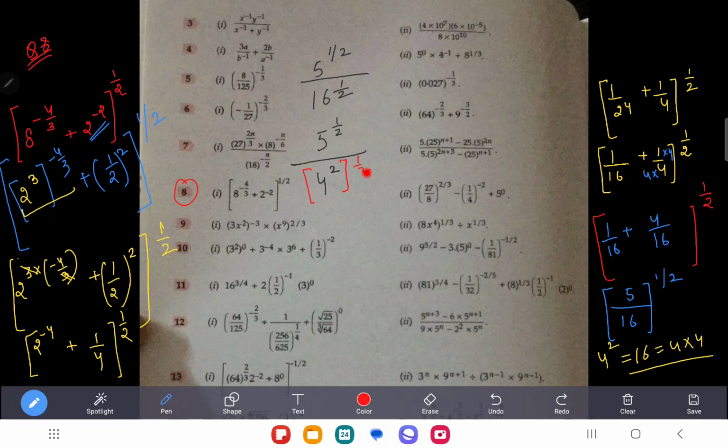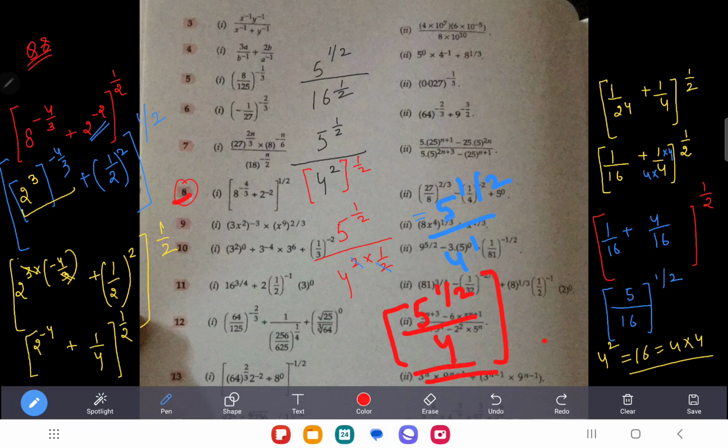So 5 raised to the power half over 4 raised to the power 2 into 1 by 2. So 2 cancels 2. So I will have 5 raised to the power half over 4 raised to the power 1. So my answer here shall be 5 raised to the power half over 4. That is my answer to question number 8, part 1.